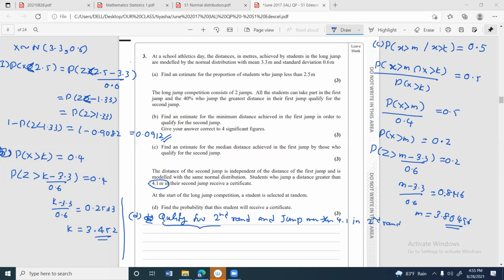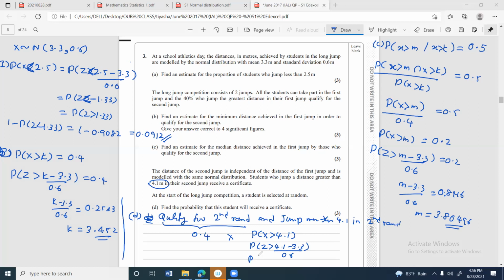The probability of qualifying for the second round we know is 0.4, because we already found it. Times, we need to find this probability. How to get it? The probability of x is greater than 4.1. We have to make them into standard normal. Z is greater than 4.1 minus 3.3 divided by 0.6. If you work this out, 4.1 minus 3.3 divided by 0.6 is 1.33.